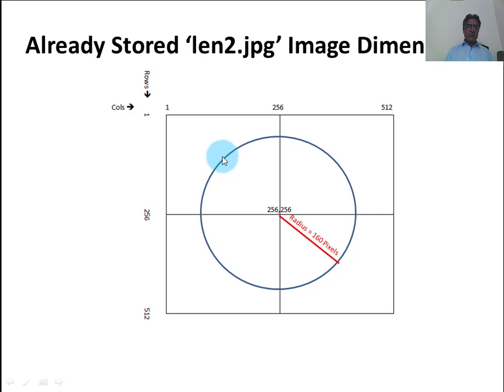We will also create another circle, larger than this circle, and that circle will be totally white, and after that we will show the remaining area black. The radius of this circle is 160 pixels. We will use this radius and these row and column values, that is the center point, in the program. So the dimension of this image is 512 into 512.